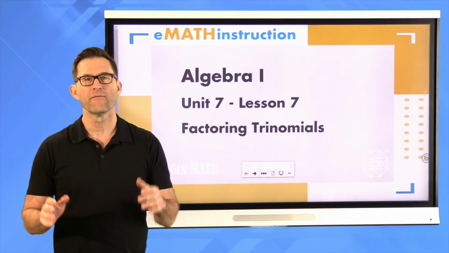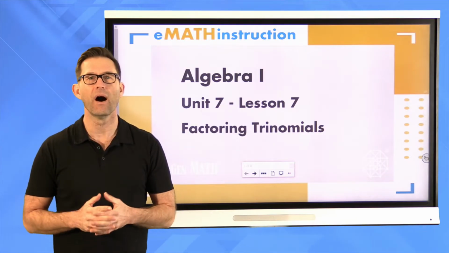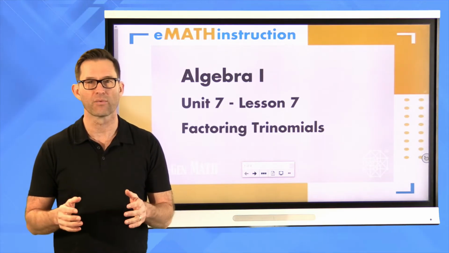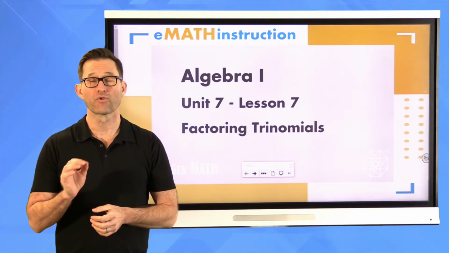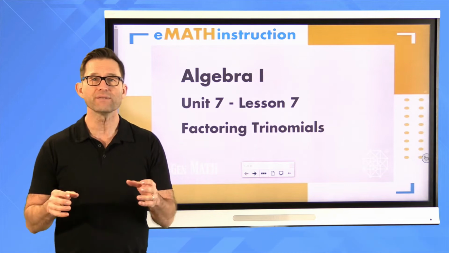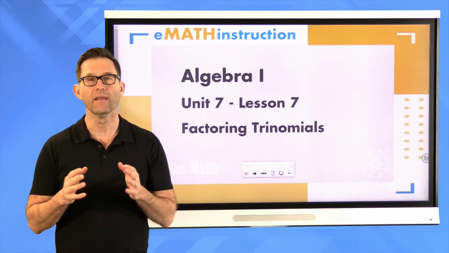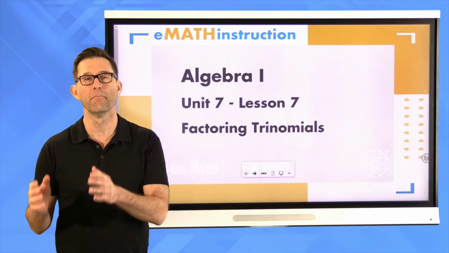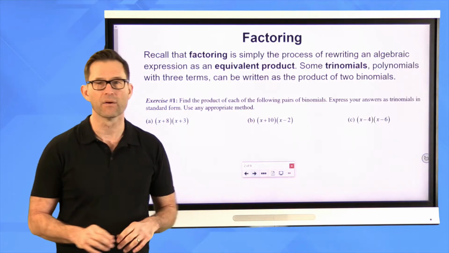Now remember, factoring is all about breaking an algebraic expression up into an equivalent product, into an equivalent multiplication problem, if you will. Trinomials are three-term polynomials. So the thrust of what we're going to be doing today is breaking a trinomial into a product of two binomials. So let's begin to understand what that even means.